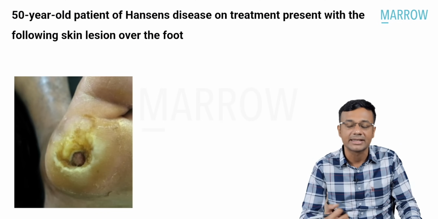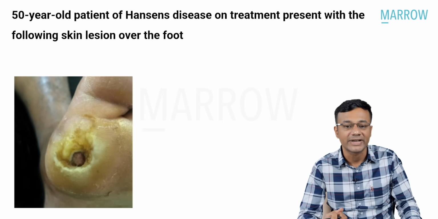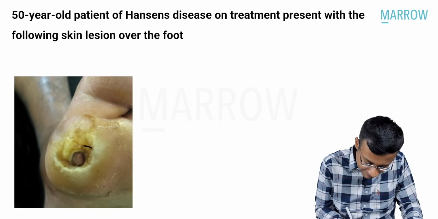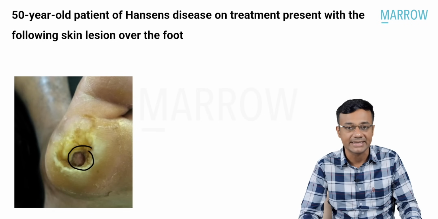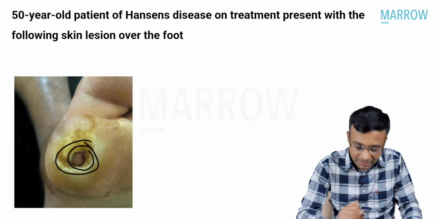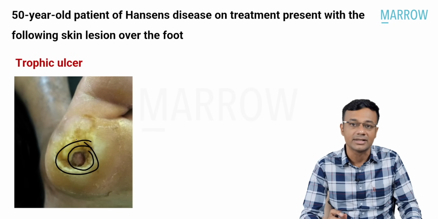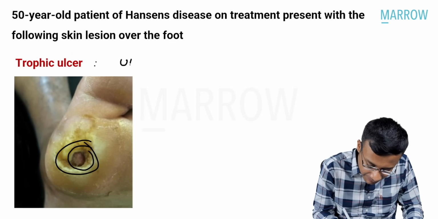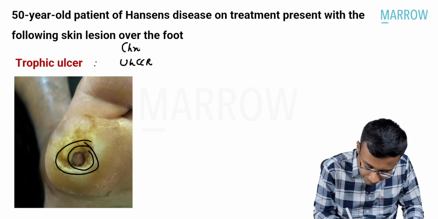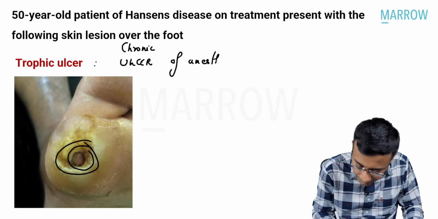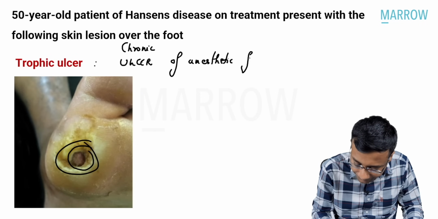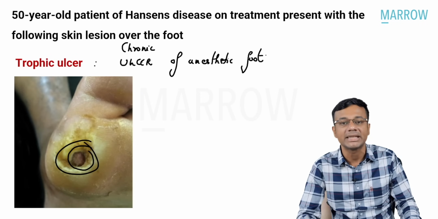And then this was a recent exam question. A 50-year-old patient of Hansen's on treatment presents with the following skin lesion. What we see is that because of the peripheral neuropathy associated with Hansen's, you get a characteristic ulcer. This ulcer is known as trophic ulcer. So trophic ulcer is basically a chronic ulcer of an anesthetic foot. Also referred to as neuropathic ulcer.